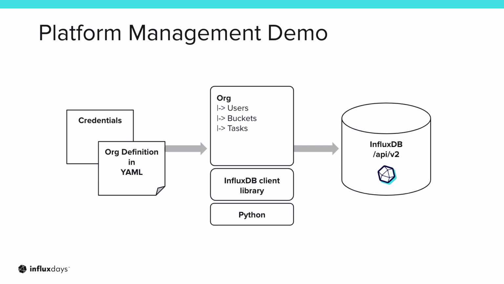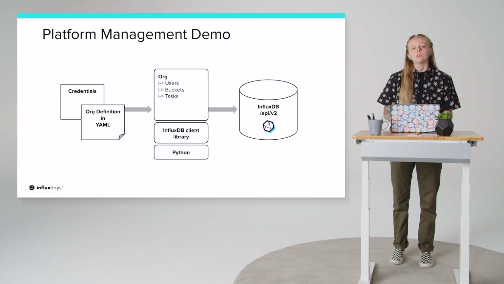For this first demo, the flow will look like this. We are taking two config files, one with the URL and credentials to connect to InfluxDB, and a second YAML file that defines the organization with the users, buckets, and tasks we want to set up. The script I wrote is in Python, built upon the InfluxDB Python client library. It will parse the YAML and go and create the necessary resources via the API calls.